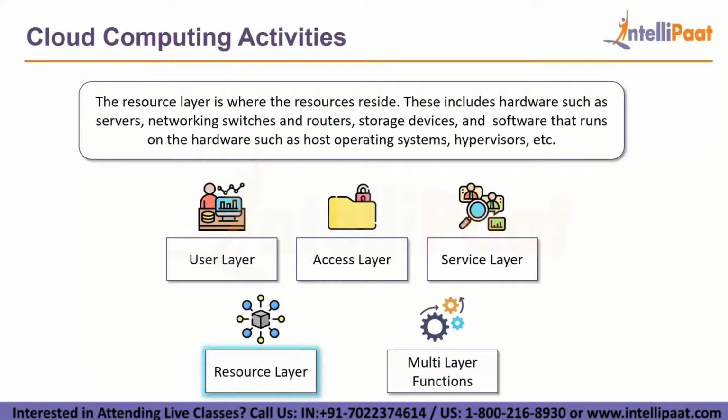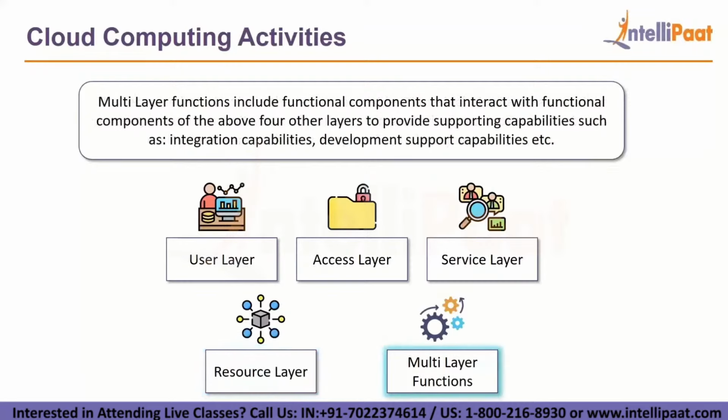There's also another group of technologies that spans across the layers called the multi-layer functions. Multi-layer functions include functional components that interact with functional components of all the above four layers. They provide supporting capabilities such as integration capabilities, development support capabilities, and so on and so forth. These are mainly used by the layers themselves. So for instance, if one layer wants to integrate with another layer or a third party plugin, multi-layer functions contain all the services and code needed to perform the tasks. Integration, development support, and so on, all is done using multi-layer functions, and they can be accessed by any of the four layers that we have discussed thus far.